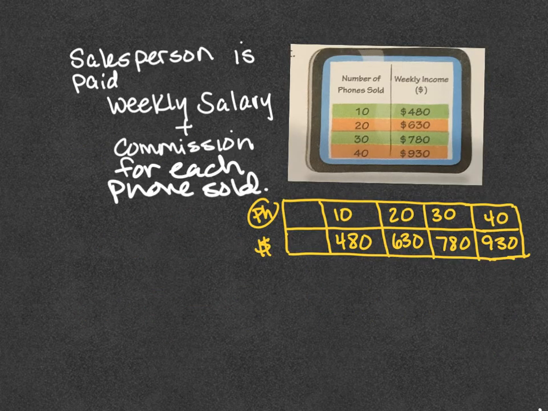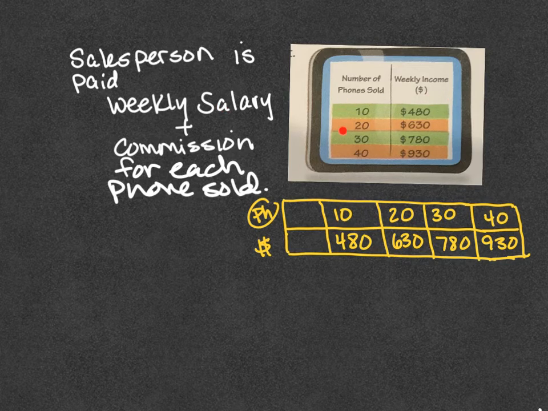All right, so here's a scenario where a salesperson is paid a weekly salary each week, no matter how many hours they are working. But they also get paid a commission, like a bonus, for each phone that they sell. We don't know how much the commission is for how much they sell. We really don't even know what the weekly salary is.